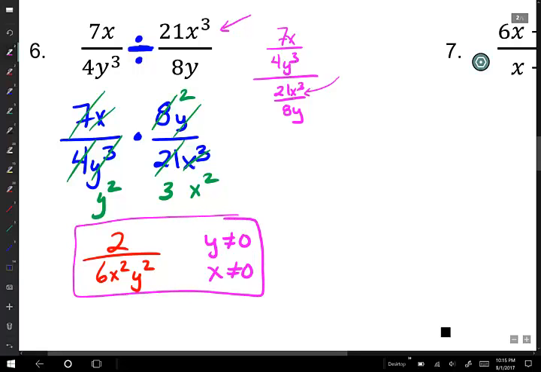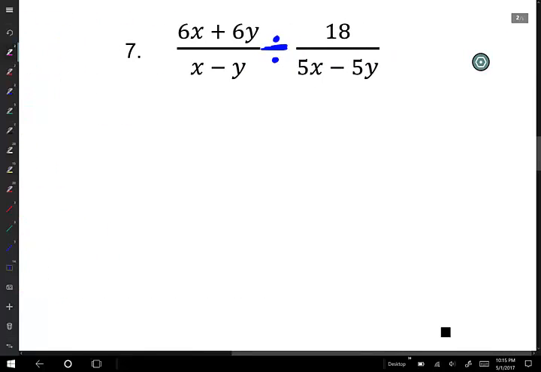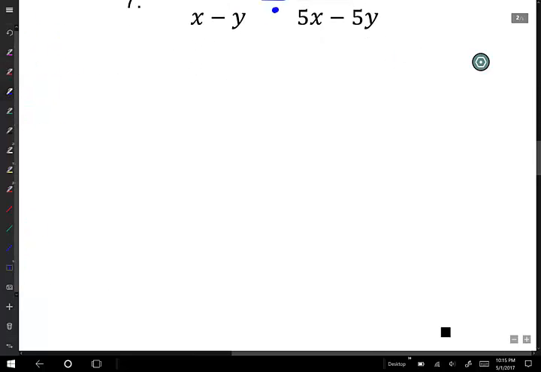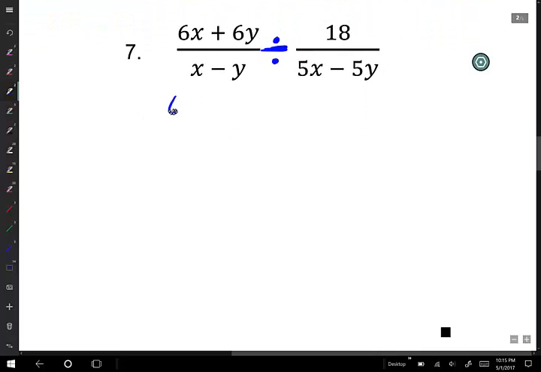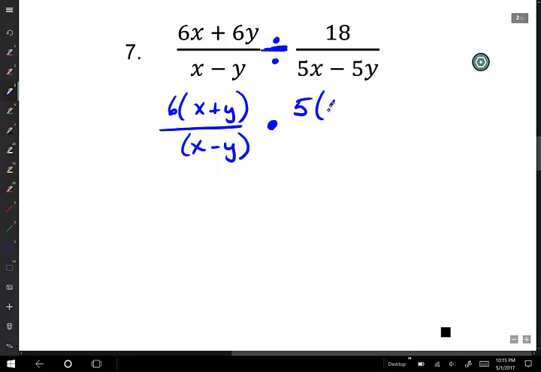Let's look at number 7. We're going to factor as we do our problem. So we take a 6 out, x plus y, the denominator x minus y, times, take a 5 out, x minus y, notice we flip that to multiply by the reciprocal, and an 18.